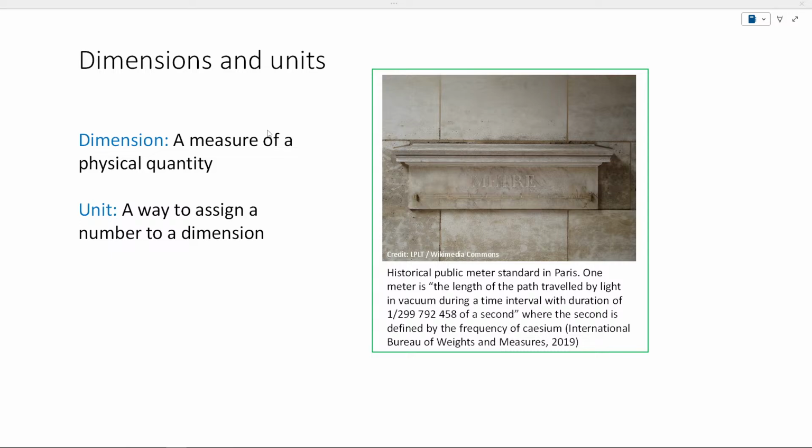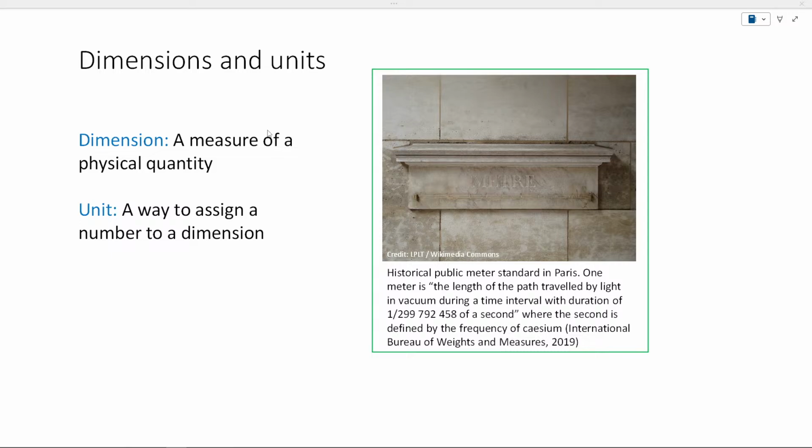What I just mentioned are called primary dimensions. Non-primary dimensions are things that we measure that are derived from these primary dimensions. For example, we measure velocity, that is distance over time. We measure acceleration, that is velocity over time. Okay, so these are examples of non-primary dimensions. A unit is just a way to assign a number to a dimension.